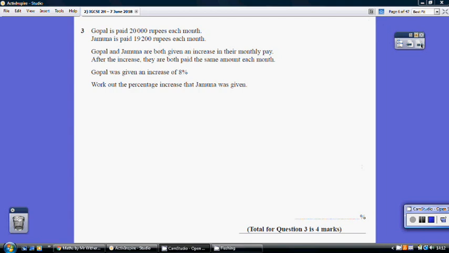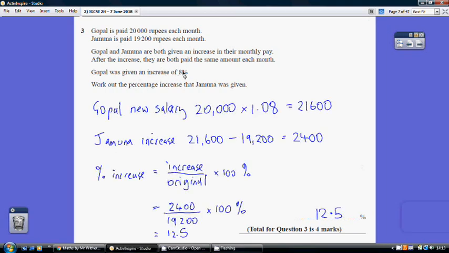Question 3. Well, Gopal was given an increase of 8%, so let's work out their new salary. If you're getting an increase of 8%, the multiplier we're going to use is 1.08. So 20,000 times 1.08 means Gopal's new salary is 21,600. Now Jamuna is going to be getting the same new salary, so they're also going to be getting 21,600. So how much increase are they going to be getting? Well, it's gone up from 19,200, so their increase is 21,600 minus 19,200, which is 2,400.